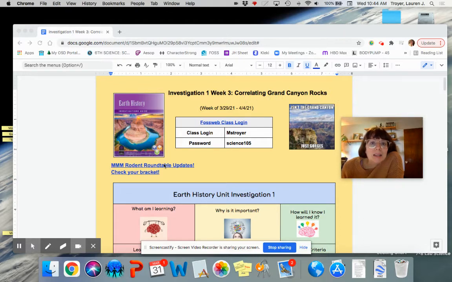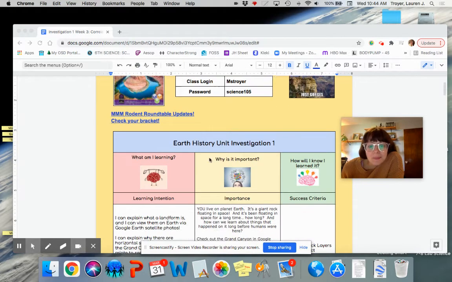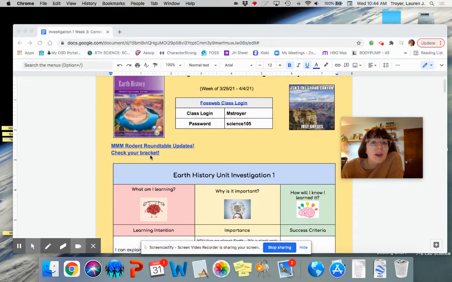It's also the last week of March Mammal Madness, so check your bracket. Let me know if you have, let's say, more than 80 points. You're probably one of the top contenders, so you need to let me know.